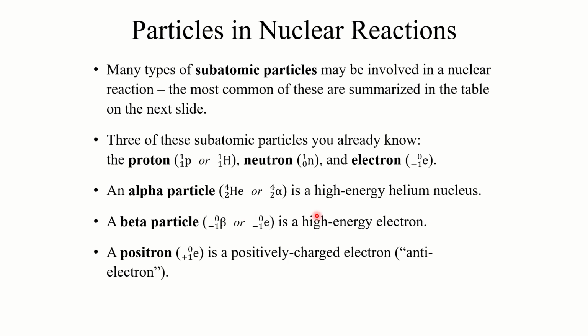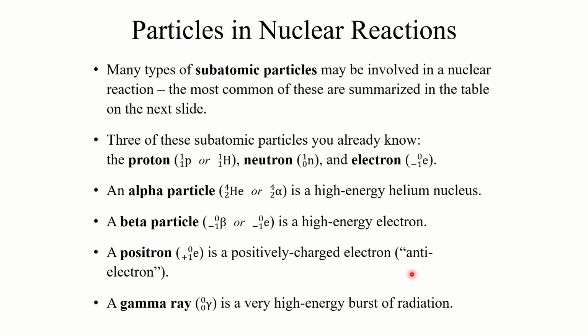Next is a positron, which is a very interesting subatomic particle. A positron is actually a form of antimatter. It's a positively charged electron or an anti-electron. So it has the same mass, 0, but it has the opposite charge, +1. So it's literally an anti-electron. Same mass, opposite charge, and it does use a little e. So 0, +1, and e to represent a positron.